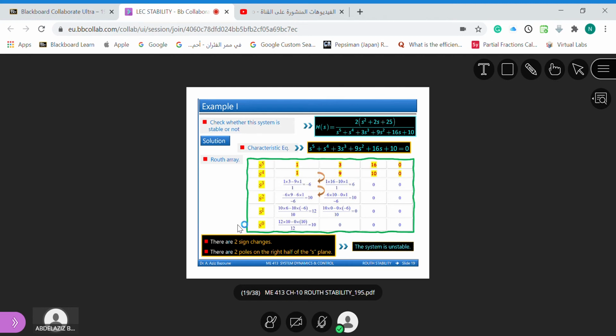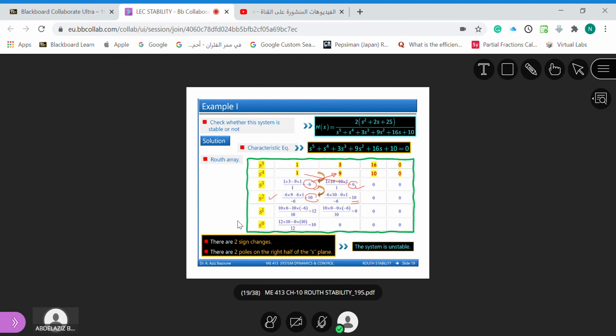Now next one, Shabab. How to calculate? We finished with this. Now how to calculate this? This one will be -6 times 9 minus 6 times 1 divided by -6. So -6 times 9 minus 6 multiplied by 1 divided by -6 will get 10. Now how to calculate this? This one will be -6 times 10 minus 1 times 0 divided by -6 is 10. Okay, Shabab? And so on.